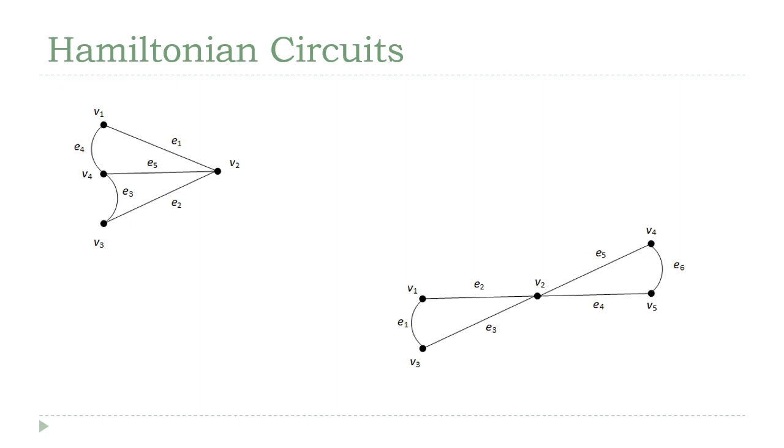So let's look at a couple of examples here. The graph on the left does have a Hamiltonian circuit. If we start at V2 and go to V1 and work our way around here, V4, V3, and then back to V2, we have a circuit that touches every vertex exactly once and that starts and stops at the same place. So that one does have the kind of circuit that we're talking about.